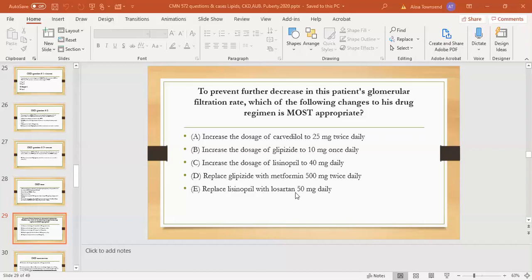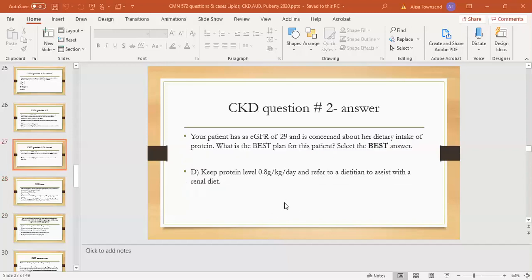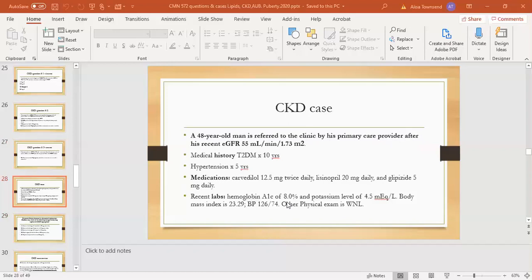Let's go back and look at this for a minute. All right. We've got, let's see, where is it? Okay, so we've got an elevated A1C on this person.